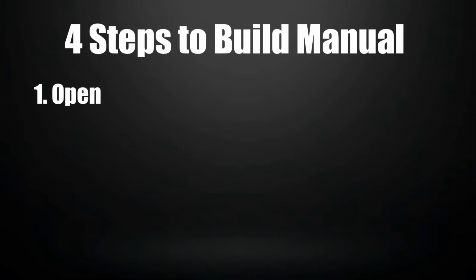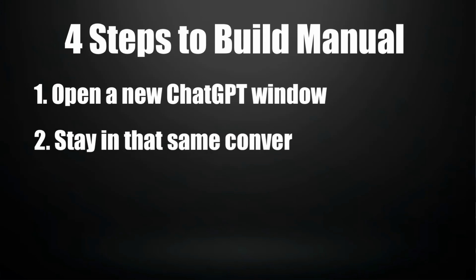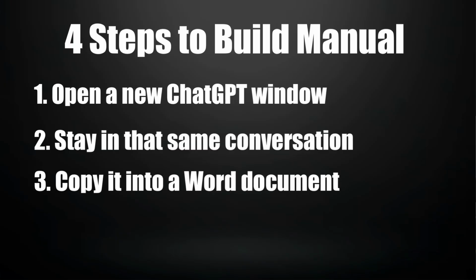For starters, these are the 4 steps you need to follow for building this manual. Number 1, we're going to open a new ChatGPT conversation, which I'm going to show you in a second. Number 2, stay in that same conversation until this manual is finished. Number 3, after ChatGPT creates each chapter, copy it into a Microsoft Word document or Google Doc, whatever you like to use.